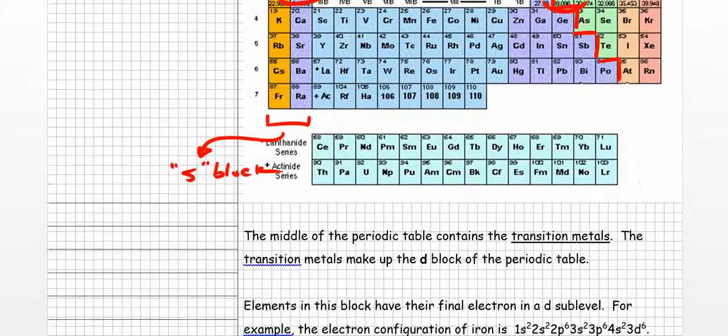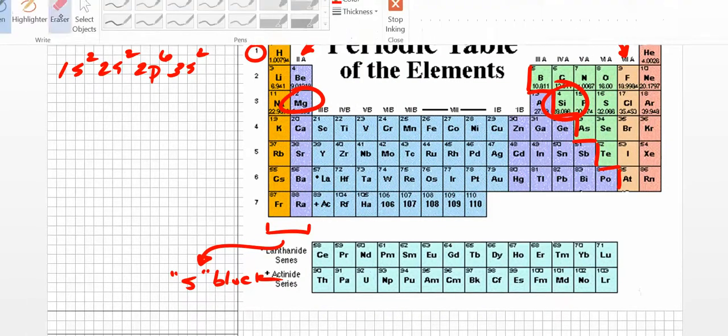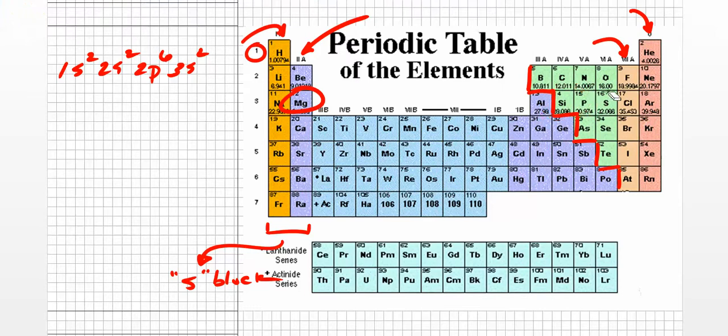Let's find phosphorus. Let me erase this so we can see phosphorus a little bit better. Phosphorus is right here. Okay? So it's obviously to the right of the zigzag line. It's a nonmetal, right? And that means that it's not a good conductor of heat or electricity, but more importantly, it's in the P block. What that means is that its electron configuration has the last electron in a P sublevel.